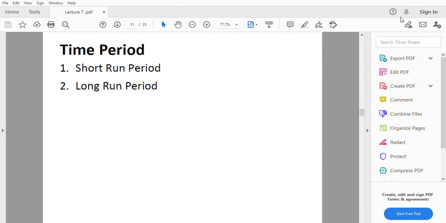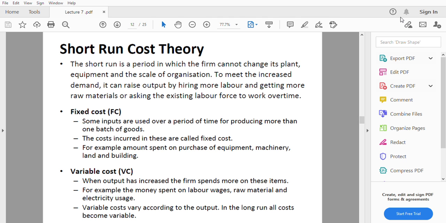Hi, welcome back. So we want to talk about the time periods. We have two basic time periods: the short run period and the long run period. We'll first talk about the short run period, the short run cost theory.